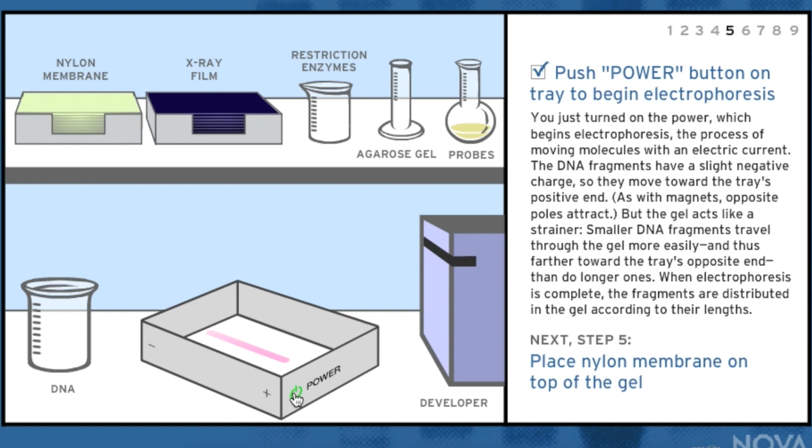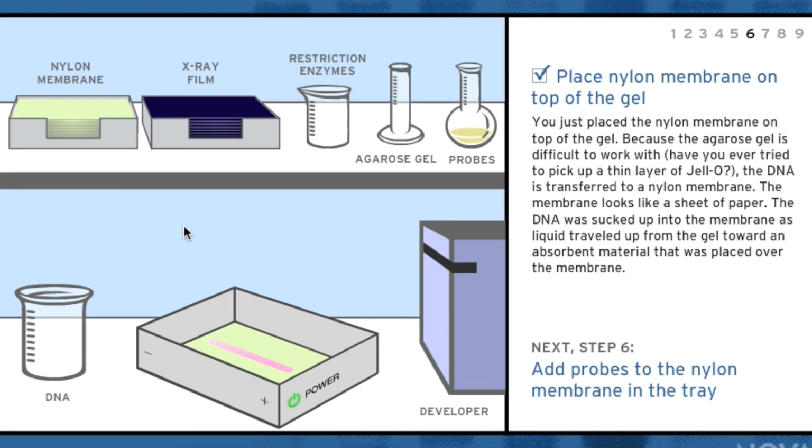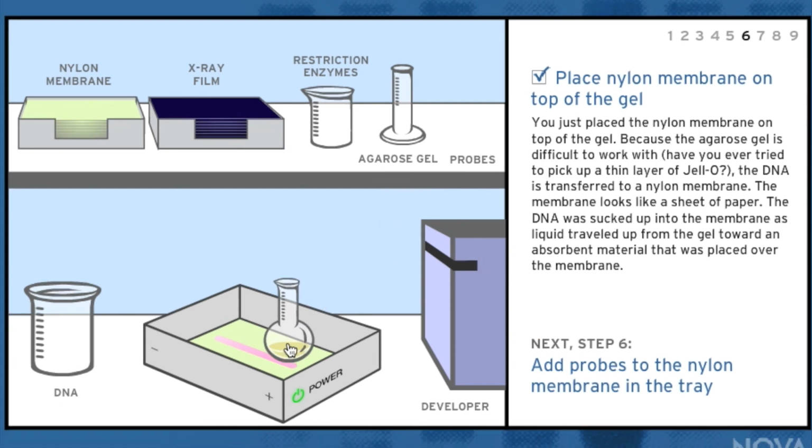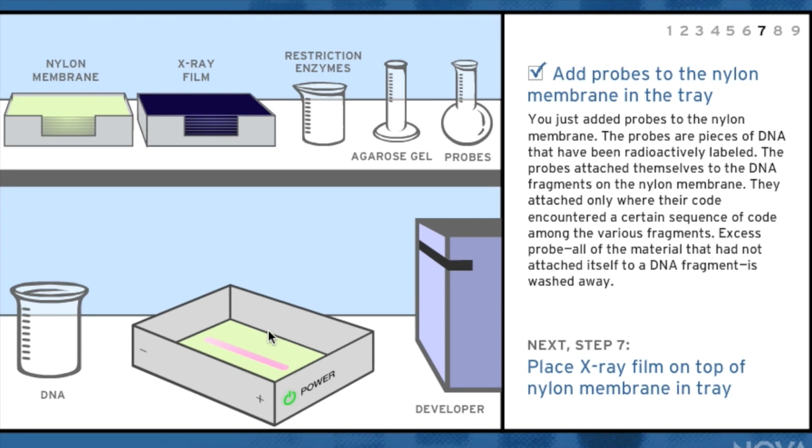Step 5 is we add the nylon membrane on top of the gel. Doing so transfers the DNA onto the membrane, allowing us to see it easier. Step 6 is we add the probes onto the nylon gel. Doing so cleans off the excess DNA, leaving only the important parts we need, which are the fragments with the codes. Step 7 is we place the X-ray film onto the nylon membrane, which allows us to see everything easier.